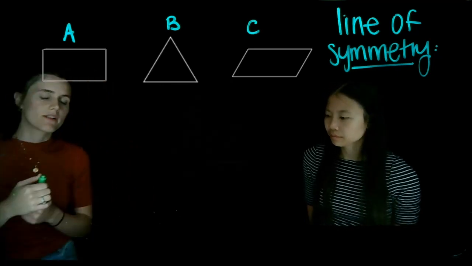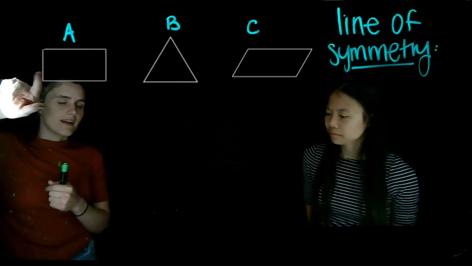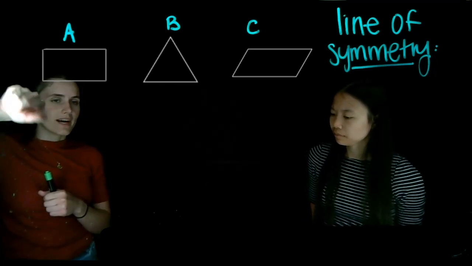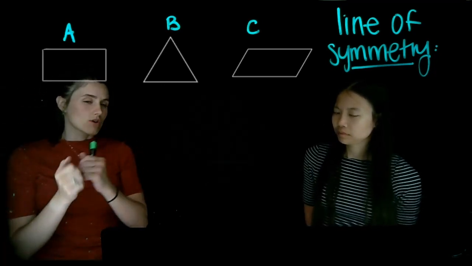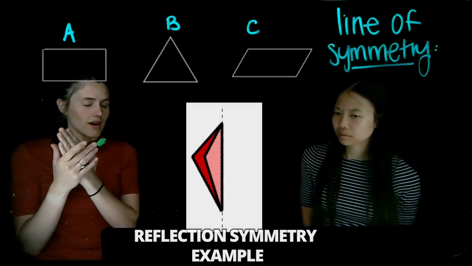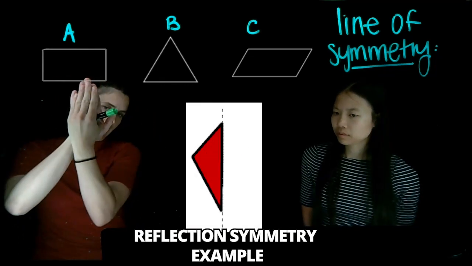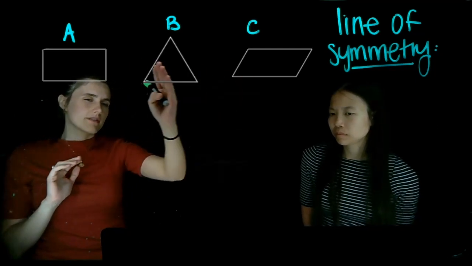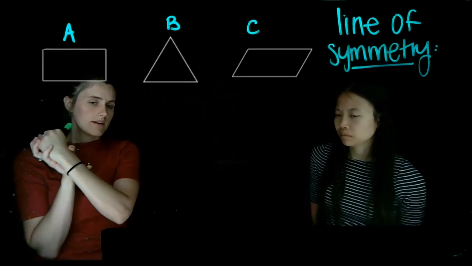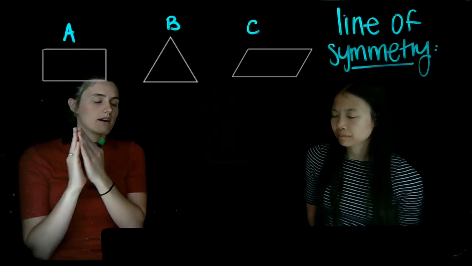So if we start by looking at shape A, if we want to find the line of symmetry, that means we want to find a place where we can draw a line through the shape where that line will cut the shape directly in half, to where as if we folded the shape, it would match up with itself. Okay, so I want you guys to think about these three shapes and see if you could think of where you would draw a line, or maybe more than one line, to create a line of symmetry.